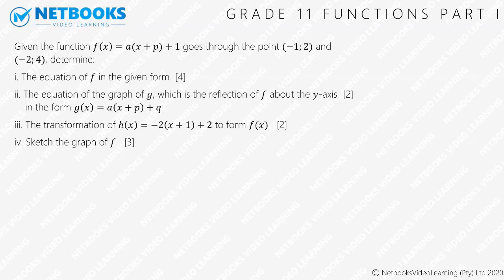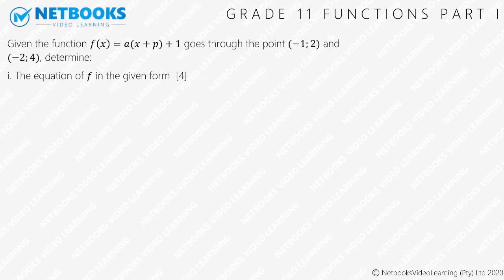Let's dive into a question, to solidify everything we have covered so far. As always, we recommend that you do this in your book with us. We're given the equation of a straight line, with a missing a value and p value. We need to determine the equation of f, in this given form. This means we need to solve for a and p. Solving for a is straightforward, since we are given 2 points on the line, and we know that a is the gradient. We simply need to apply the gradient formula.